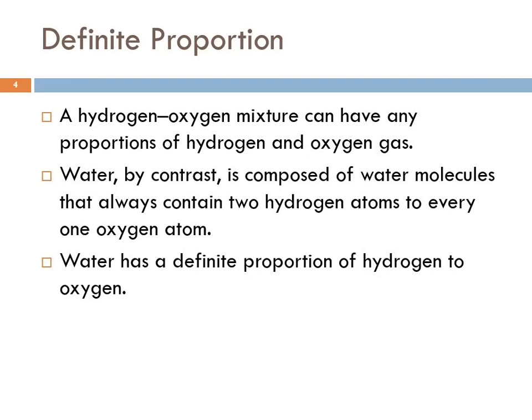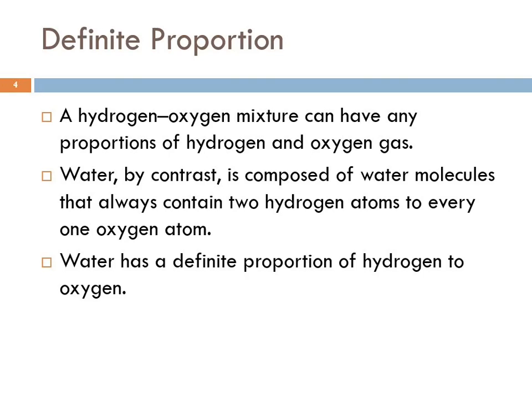Definite proportion. Okay, we talked about this when we were talking about atomic theory. The law of definite proportion says that 2 elements combine in the same ratio by mass. If we look at a mixture of hydrogen and oxygen, you can have varying proportions of oxygen and hydrogen gas. You could have 50-50 or 20-80 or any of the different combinations. But water always has the same ratio.